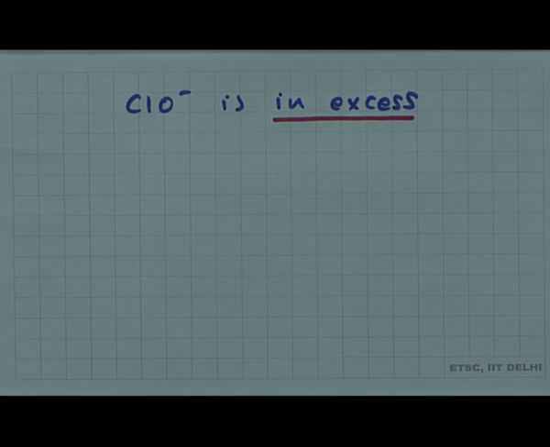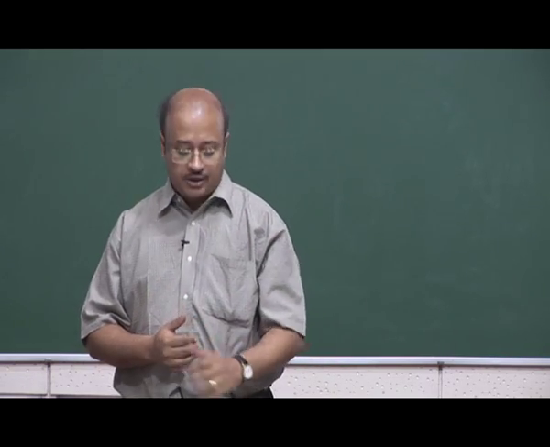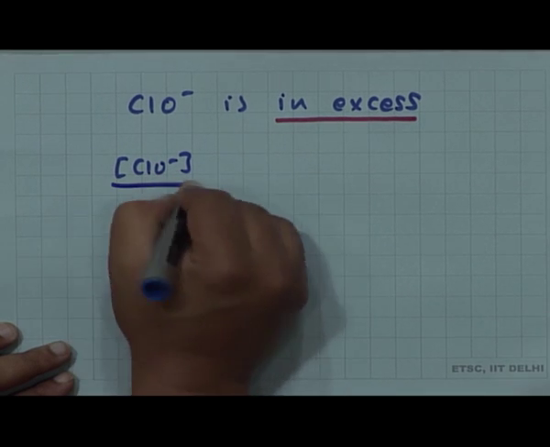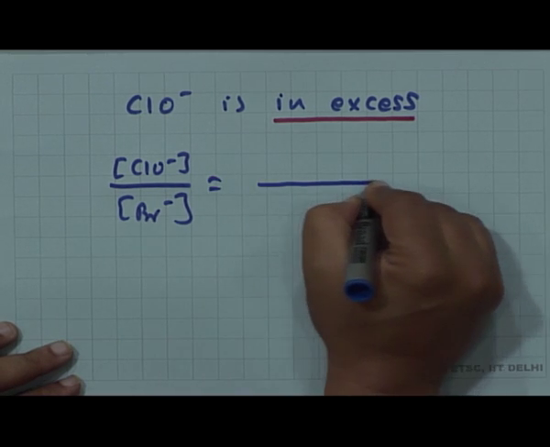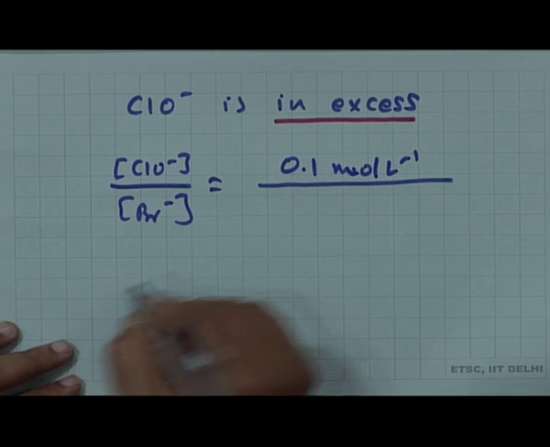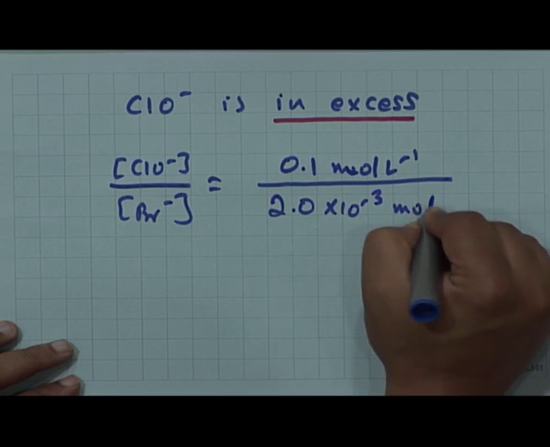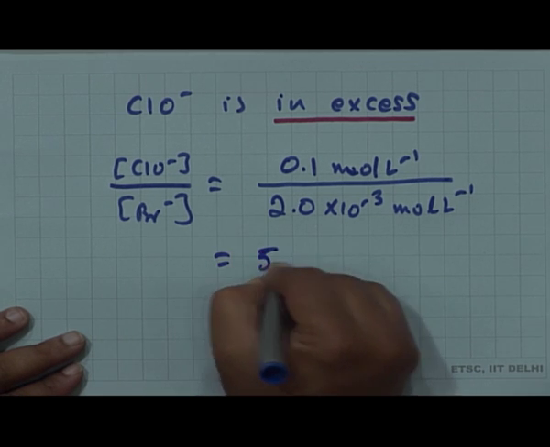Now, how much excess? Again, that is a very valid point. That is the next logical question you are going to ask. What is the difference, or what is the factor in terms of the concentration difference? So, let us do that. So, then the concentration of ClO minus over Br minus is equal to, if you remember, so this was 0.1 moles per liter and this was 2.0 times 10 to the power minus 3 mole liter inverse. Okay. You do the math, it is very easy, you will see that this ratio comes to 50.